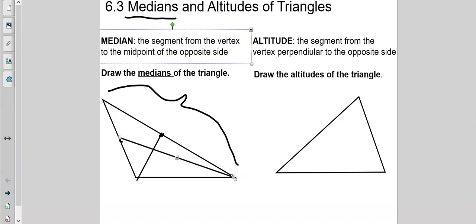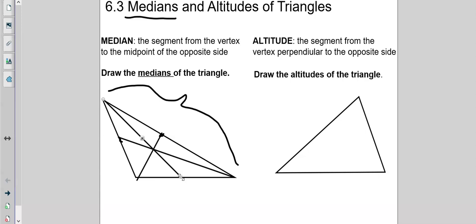And then I'm going to draw from this vertex, and of course it's off again, to the middle, which I gotta get this adjusted. Approximately there. Okay, so those are all medians. They go from a corner or a vertex to the middle of the opposite side.